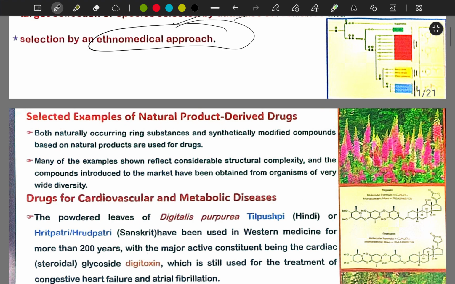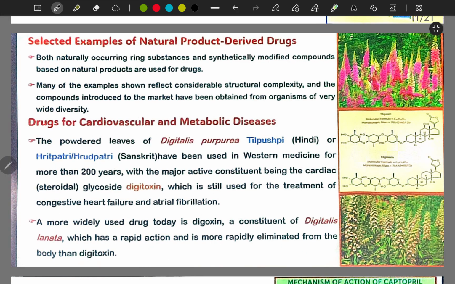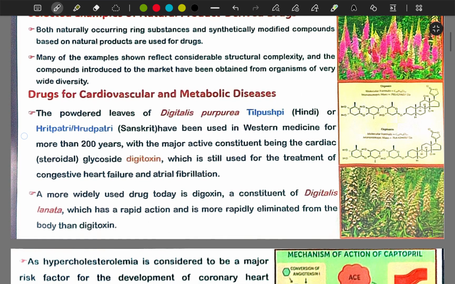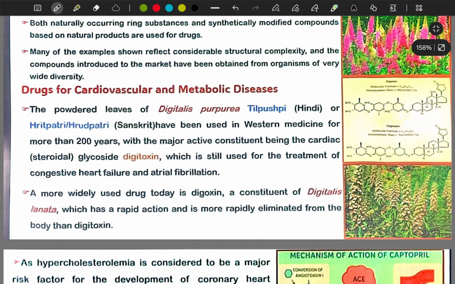Selected examples of natural product derived drugs, both naturally occurring substances and synthetically modified compounds based on natural products, are used for drugs. Many of the examples shown reflect the considerable structural complexity, and the compounds introduced in the market have been obtained from organisms of very wide diversity.